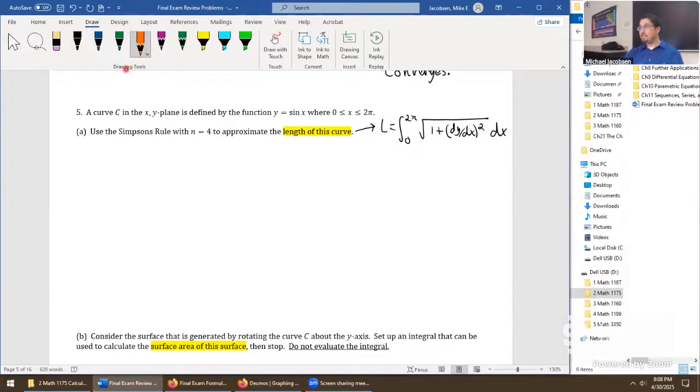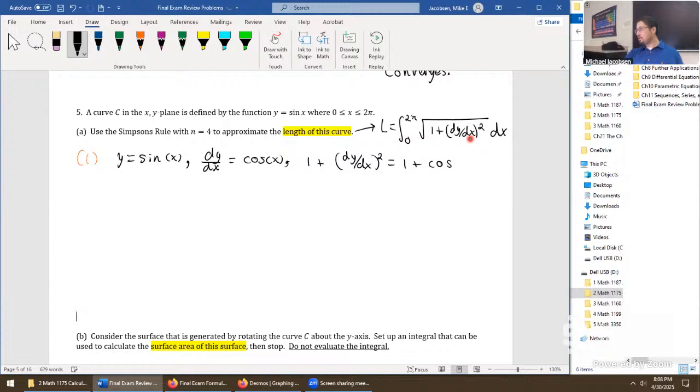First step is then set up the integral. So if y equals sine x, then dy dx is going to be cosine x. Then next step, 1 plus dy dx squared is 1 plus cosine squared x.